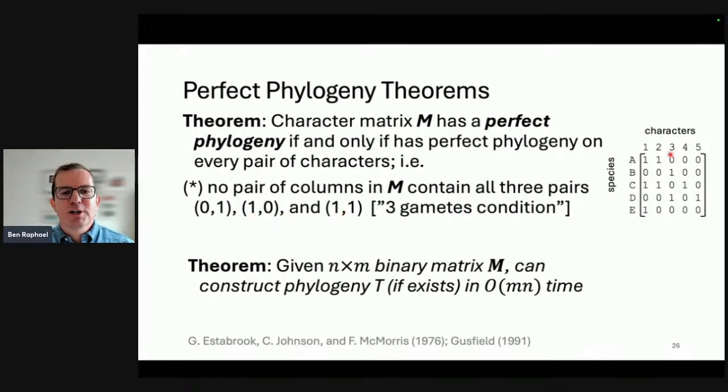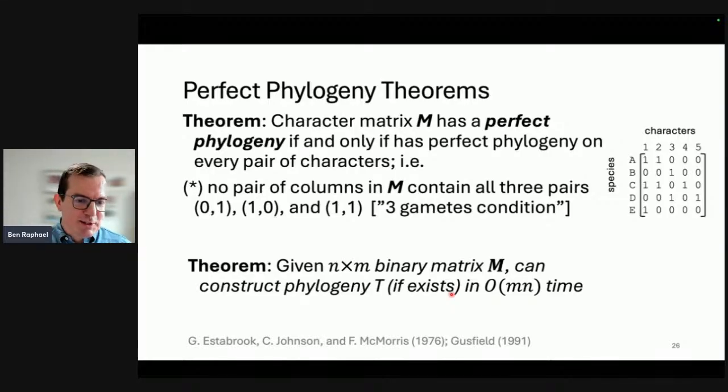So I can look, for example, here at columns 3 and 4, characters 3 and 4. I see the 0,0, the 1,0, and the 0,1, but I don't see the 1,1. So columns 3 and 4 meet this criterion. And you can check that all pairs of columns meet this criterion. And with such a matrix, we can build the tree in time that's proportional just to the size of the matrix. Okay, so this is the simplest phylogeny problem.